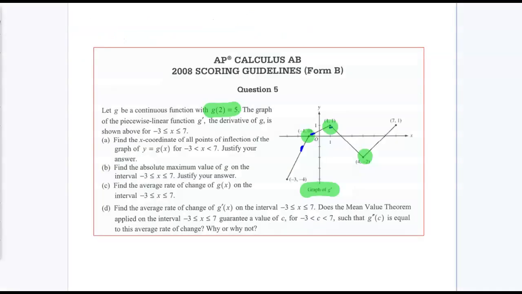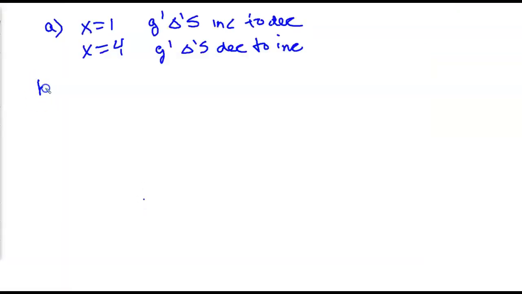Okay, part B is asking us to find the absolute maximum on the interval -3 to 7. Absolute maximums will either happen at the endpoints or where the derivative goes from positive to negative. And there's only one place where the derivative goes from positive to negative, and that is right here at x equals 2. So basically, I need to evaluate my function g, would be my justification, at the left endpoint of -3, at 2, and at the right endpoint of 7.